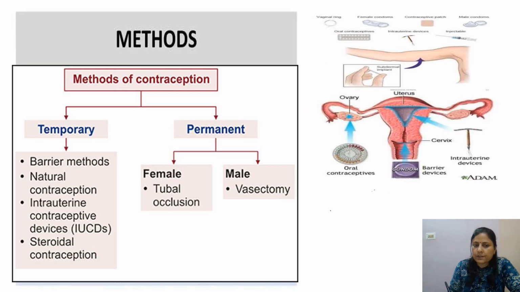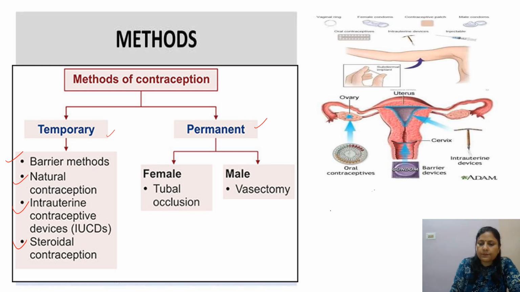Next, the methods of contraception. There are two modes of contraception, temporary and permanent contraception. Temporary contraception means it is used for a short duration of time, when the woman doesn't want to get pregnant, but later on if she requires pregnancy, after withdrawal of these temporary methods she easily regains fertility. So temporary methods include barrier methods, natural contraception, intrauterine contraceptive device, and steroidal contraception. These are the temporary modes of contraception.